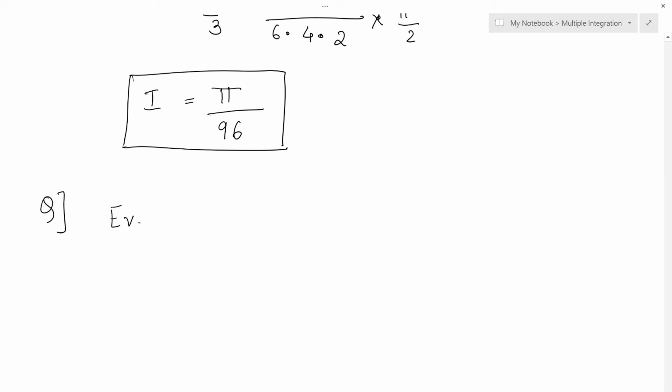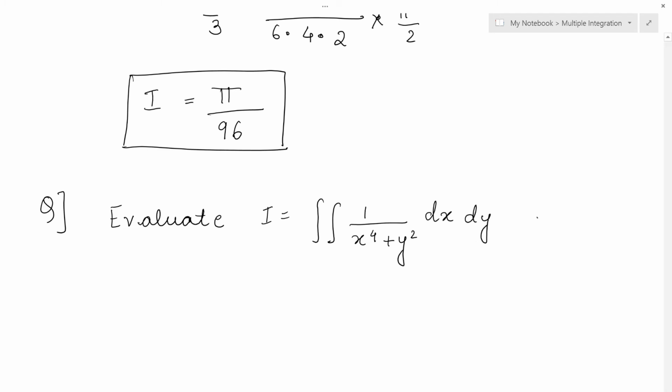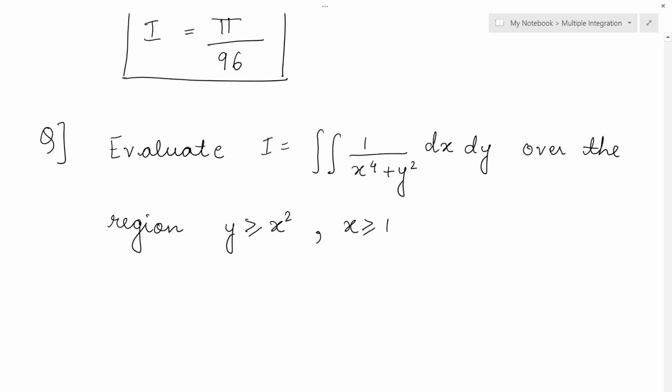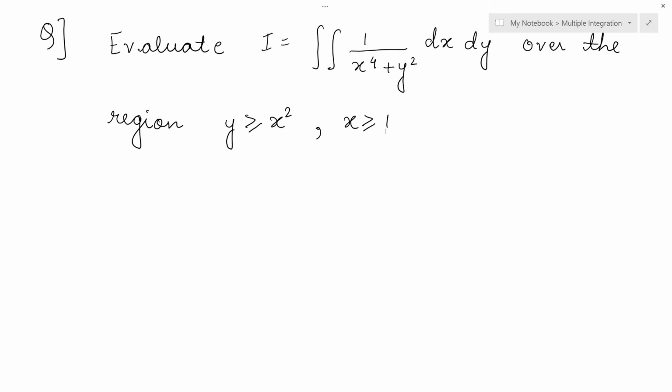Now the question is, evaluate the integration I as 1 upon x raised to 4 plus y square dx dy over the region y is greater than or equal to x square and x is greater than or equal to 1. Okay, so this is the region now.